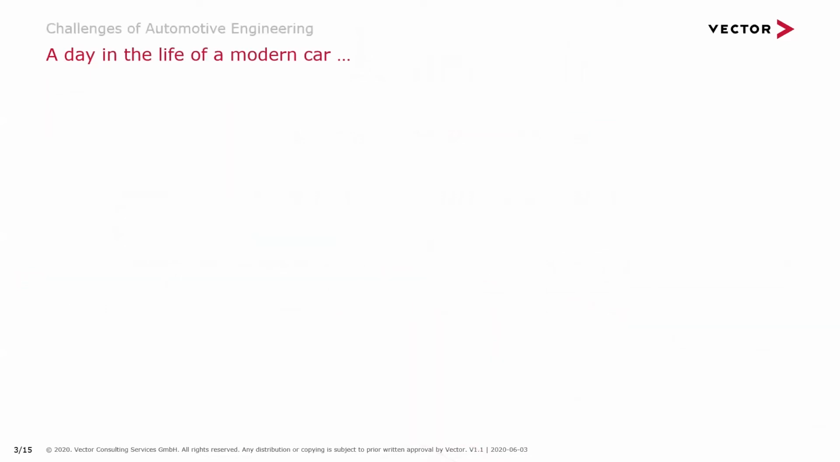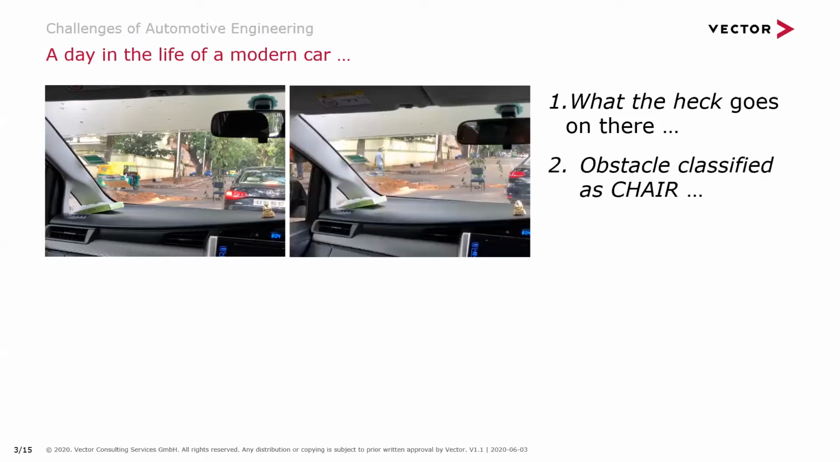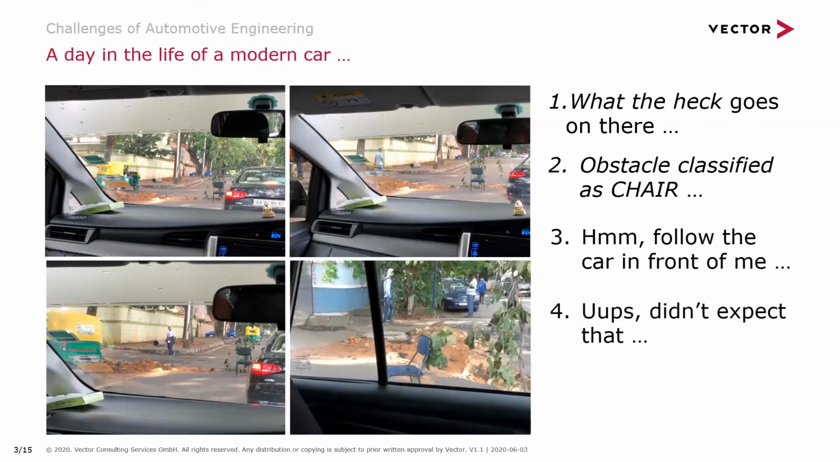So first of all, a small introduction of what can happen to a car. That is a bit of an unusual situation. A car is spotting something on the road. Oops, this is a chair. What does a chair mean? No idea. And if we come closer, we see, okay, there was a good reason for the chair.